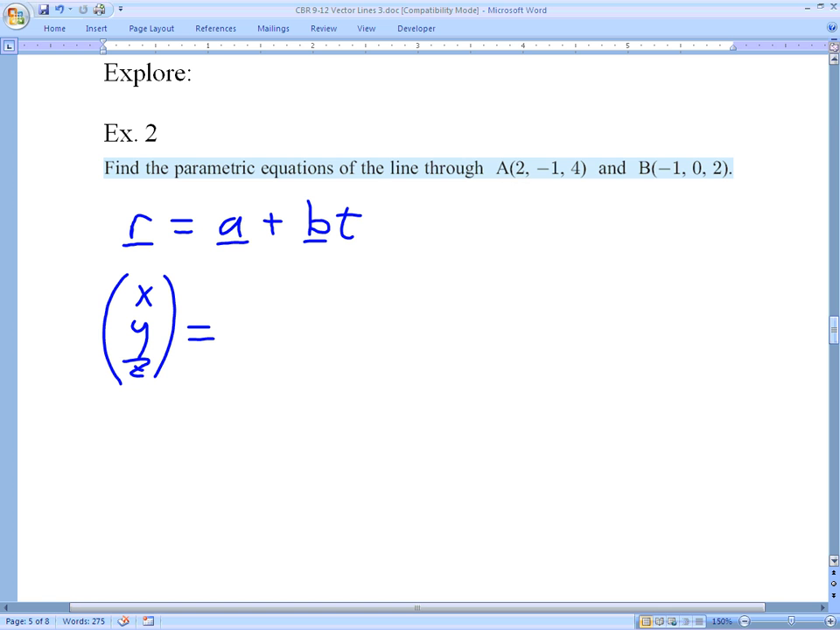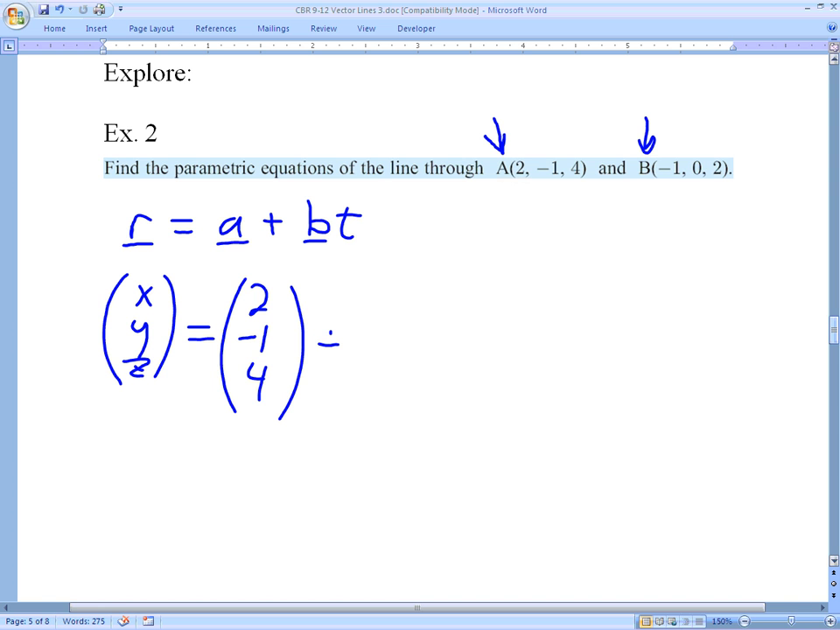equal to a starting point. Well, for a starting point, we could use A or B. Just to make life easy, I'm going to use A: 2, negative 1, 4. But if you put the B in there, your answer is just as correct. You have to use one of those two points, either A or B, because a line doesn't really start anywhere. It's not a word problem where we're starting in a specific spot on the line. We just need to define the line by saying it goes through this point. So either one of those points is just fine.